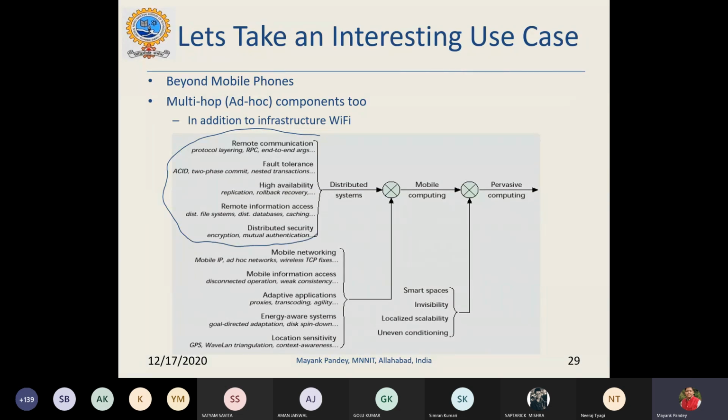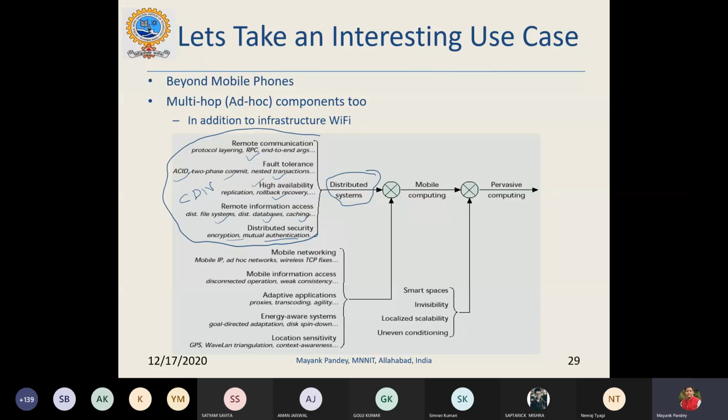Remote communication, RPC, ACID properties, two-phase commit, nested transactions in your databases, distributed databases, fault tolerance, HA servers, replication, rollback recovery, high availability, distributed file system, distributed databases, caching for remote information access. Just add CDN, content delivery network, to this. Distributed security for encryption, mutual authentication. So all this is there in distributed systems.